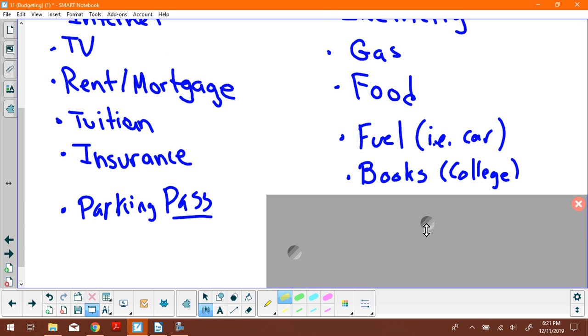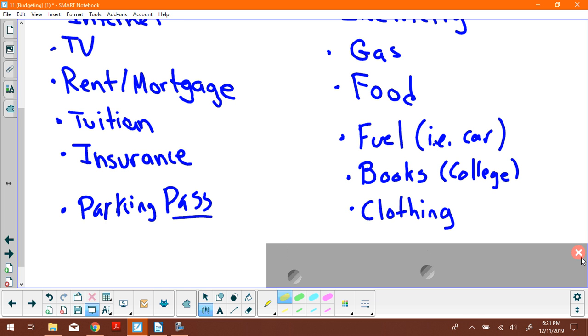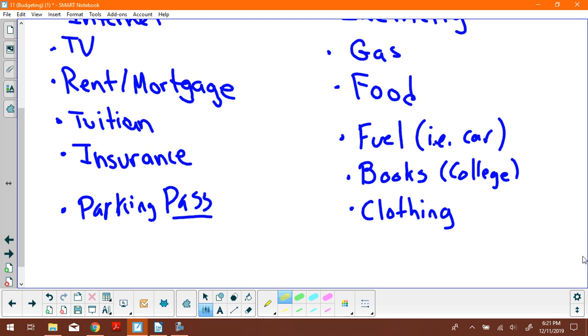Cost of books. So again, if you're going to post-secondary, you have to buy your own books. So at the start, you won't know exactly what that will cost. Clothing, and other personal items, right? Personal care stuff, shampoo, toothpaste, stuff like that. Those are going to be variable expenses as well.